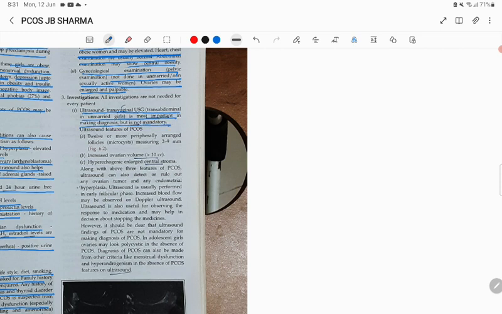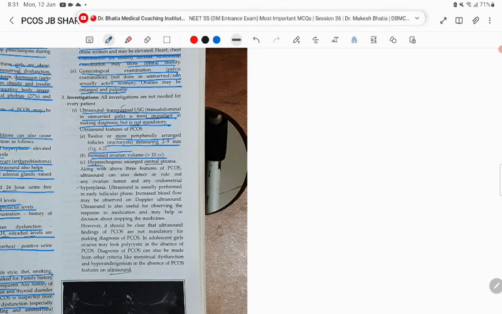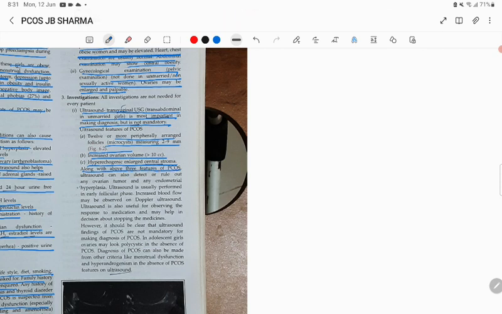The ultrasound features: earlier 12 follicles, now they changed to 20 follicles, peripheral array of follicles measuring 2 to 9 mm, increased ovarian volume more than 10 ml, hyperechogenic enlarged central stroma, along with the above features of PCOS. Ultrasound can also detect and rule out any ovarian tumors and any endometrial hyperplasia. Ultrasound is usually performed in the early follicular phase.